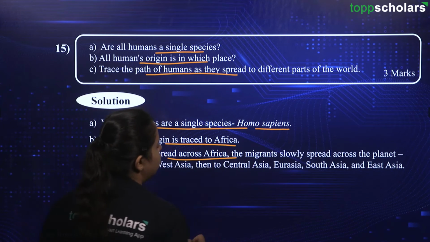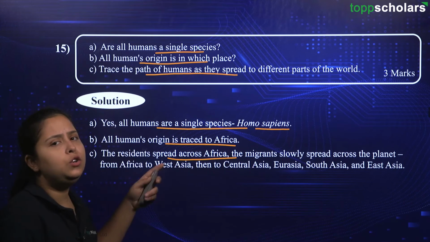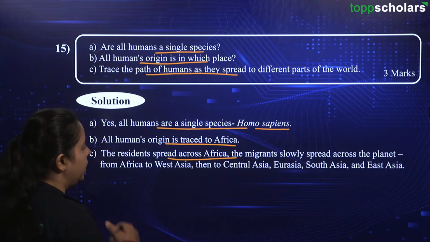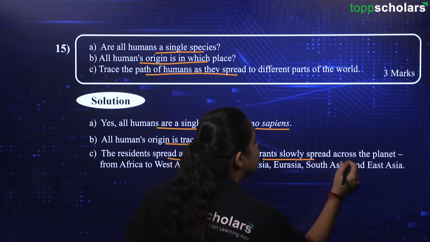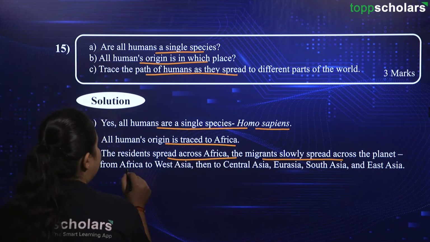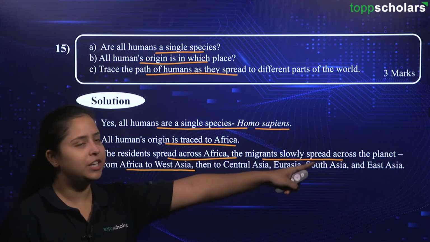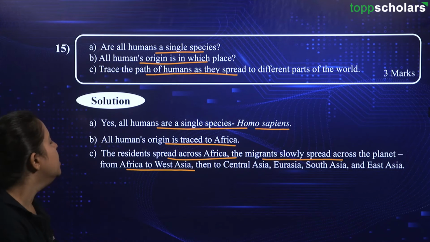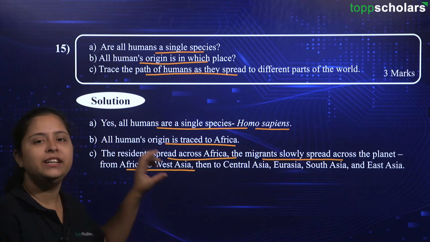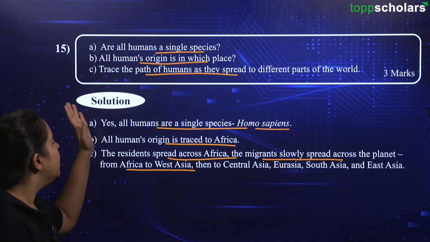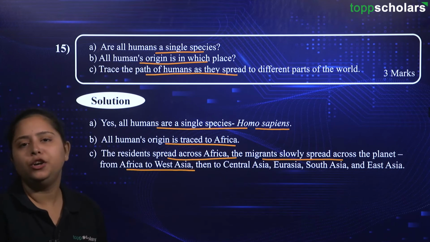The residents spread across Africa. So not all human beings will be spreading, some will be residing in Africa only. The migrants slowly spread across the planet. That is from Africa to West Asia, then to Central Asia, Eurasia, South Asia and then East Asia. So this is the sequence of words that you should be remembering if you are to attempt such a question. Answering this much will fetch you 3 marks in your paper.